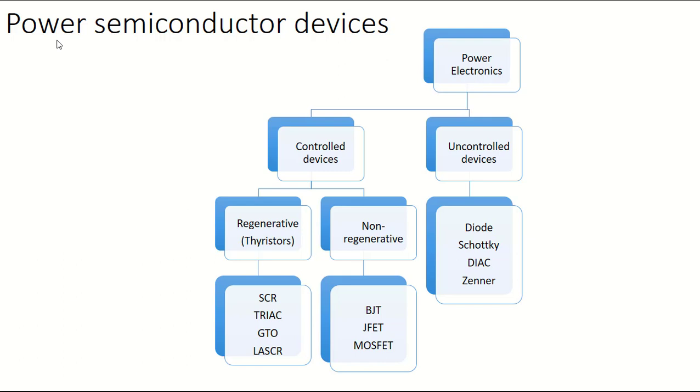The components that are used to build those converters belong to different families, such as diodes, transistors like bipolar junction transistors and field effect transistors, in addition to thyristors.